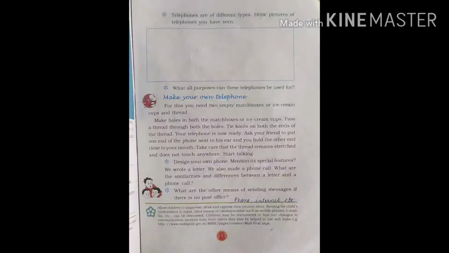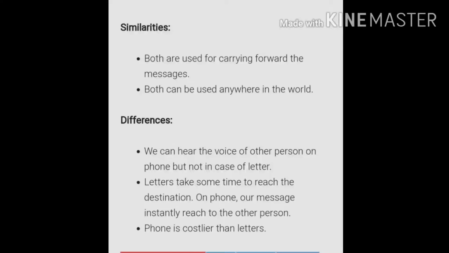We wrote a letter. We also made a phone call. What are the similarities and differences between a letter and a phone call? Similarities. Both are used for carrying messages. Both can be used anywhere in the world. Differences. We can hear the voice of the other person on phone but not in case of a letter. Letters take some time to reach the destination. On phone, our message instantly reaches the other person. Phone is costlier than a letter.